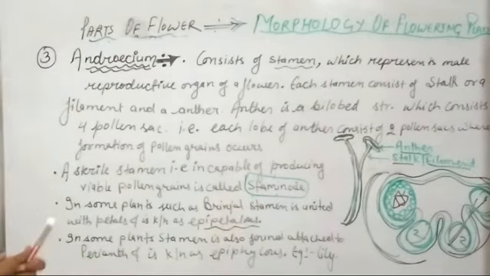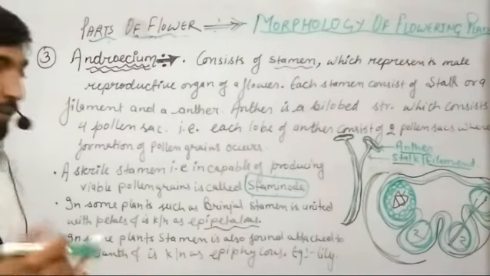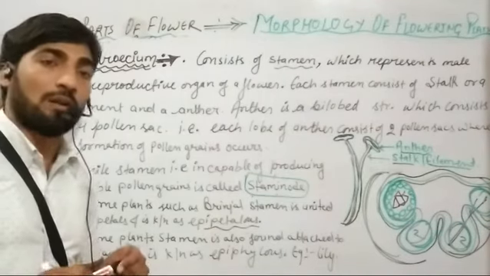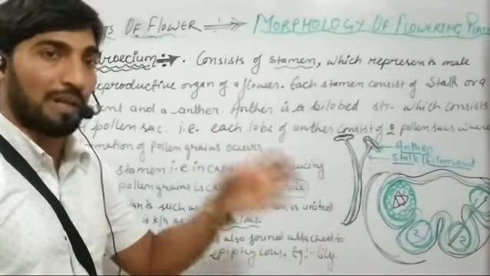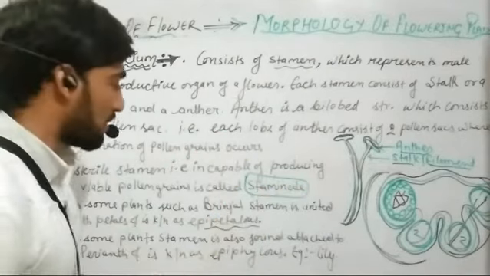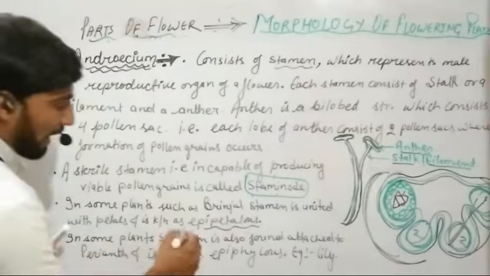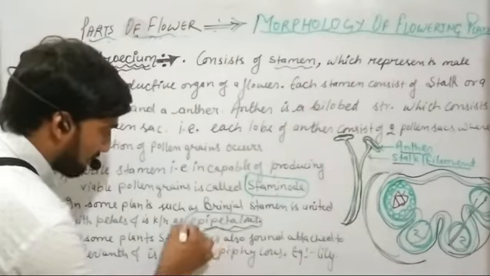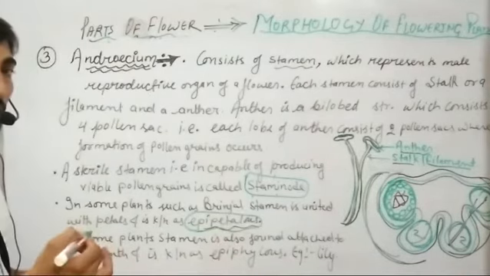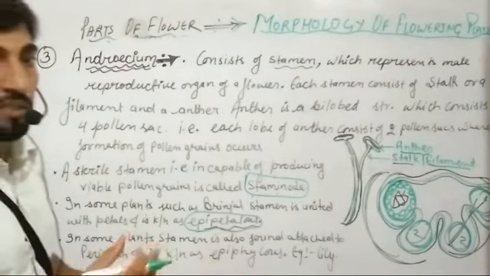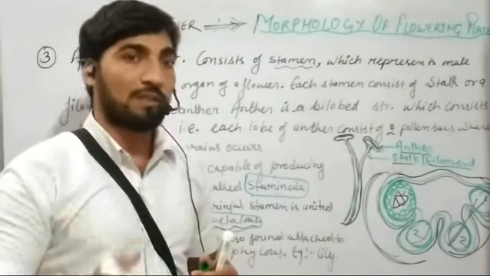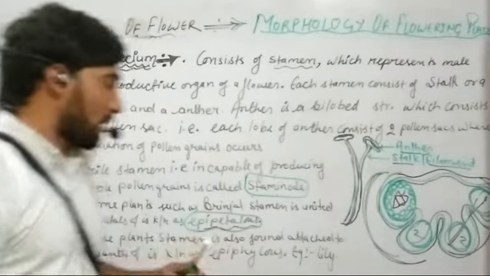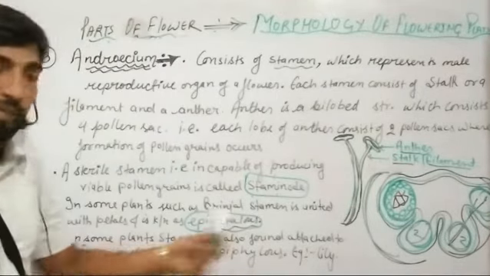Further, in some plants like brinjal, the stamens are found fused with other floral parts such as petals, and such stamens are known as epipetalous. What are epipetalous? In some plants such as brinjal, the stamen is found fused with other floral parts such as petals, and that's why they are known as epipetalous.